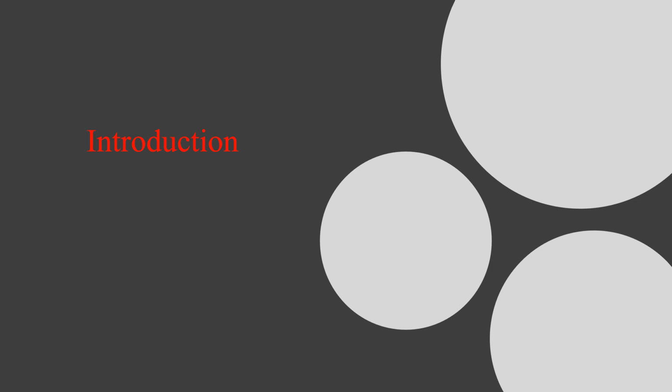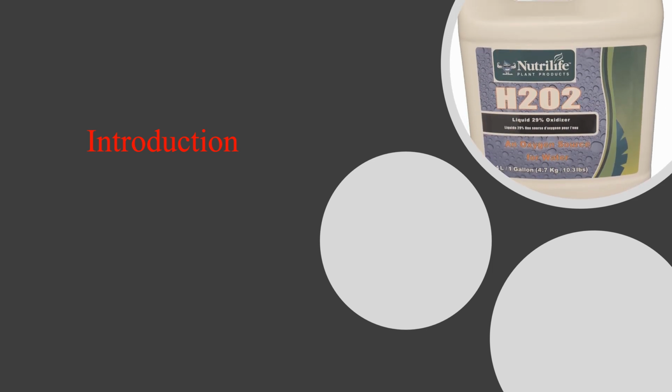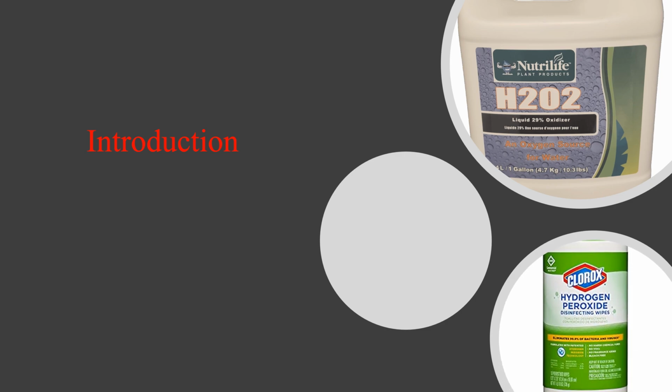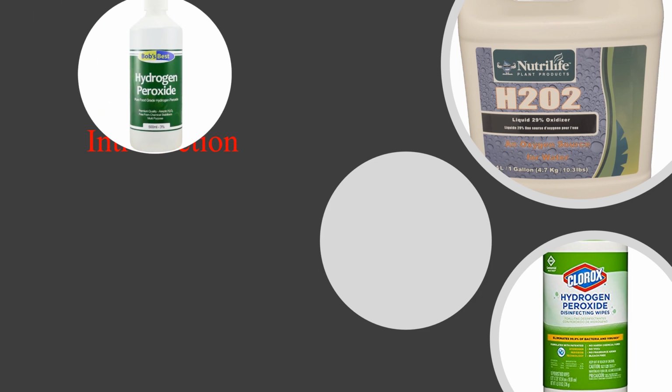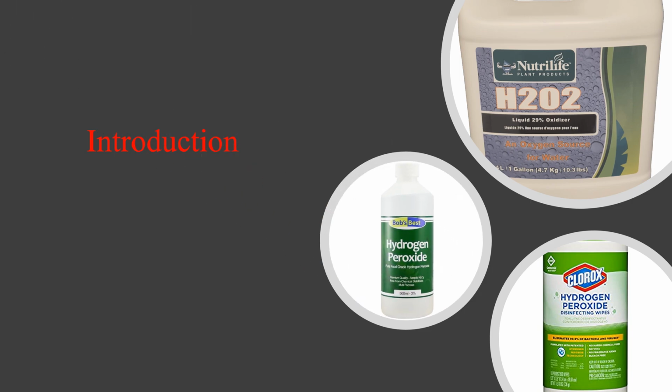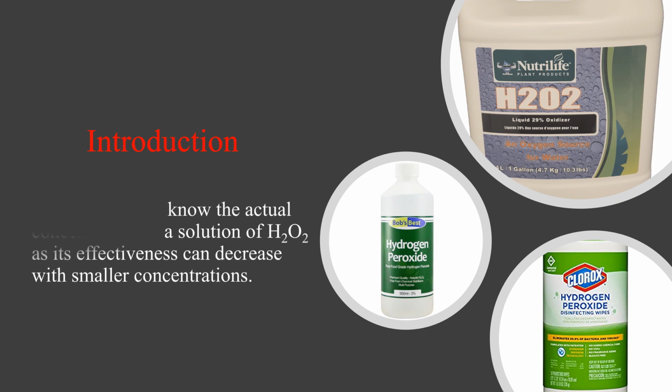Hydrogen peroxide is easily oxidized. It's used in commercial bleaching processes and in wastewater treatment plants as an environmentally friendly alternative to chlorine. Dilute solutions of hydrogen peroxide are used to bleach hair and to clean wounds. That's why it's very important to know the actual concentration of a solution of hydrogen peroxide, as its effectiveness can decrease with smaller concentrations.